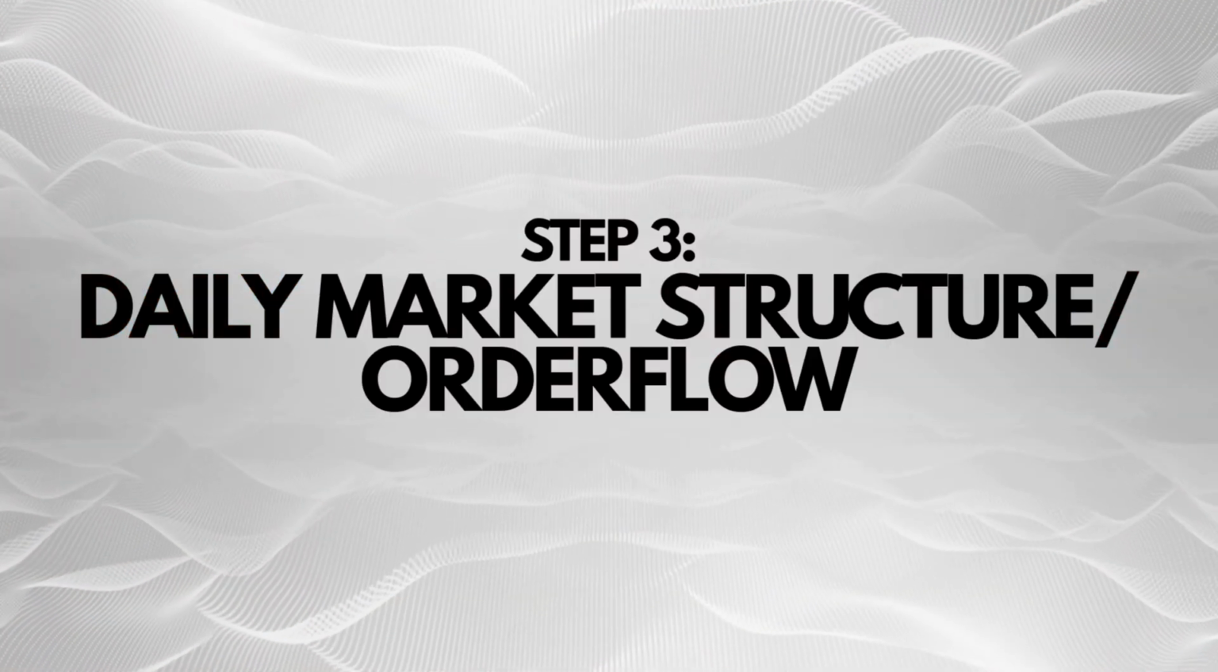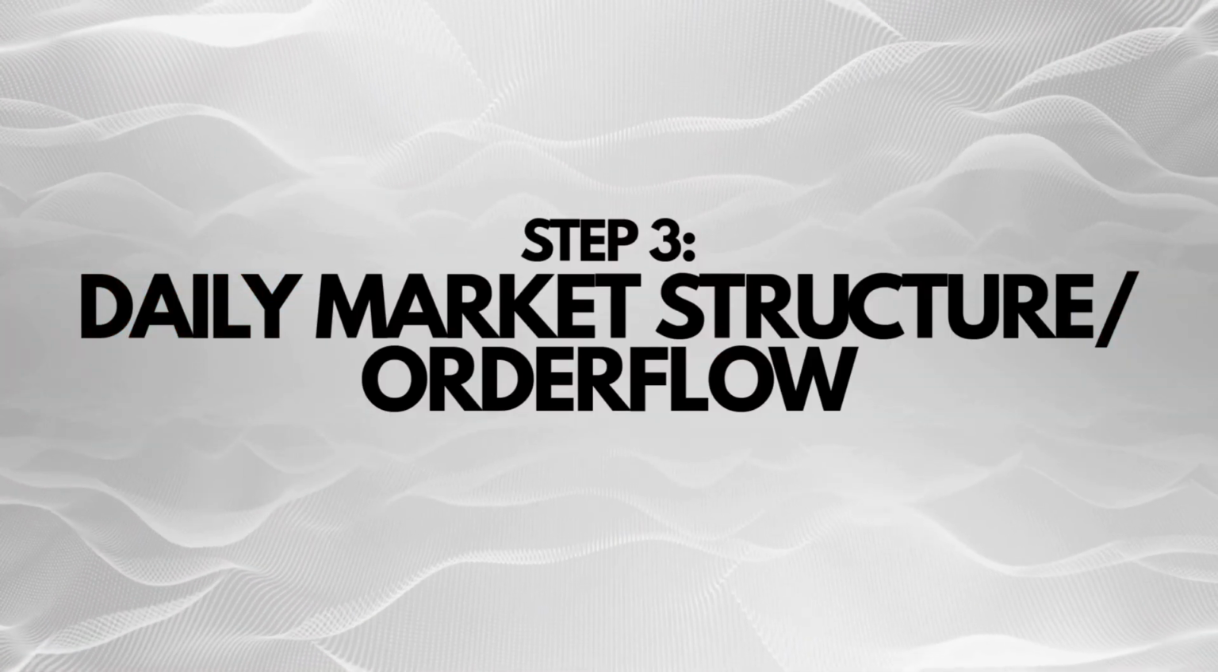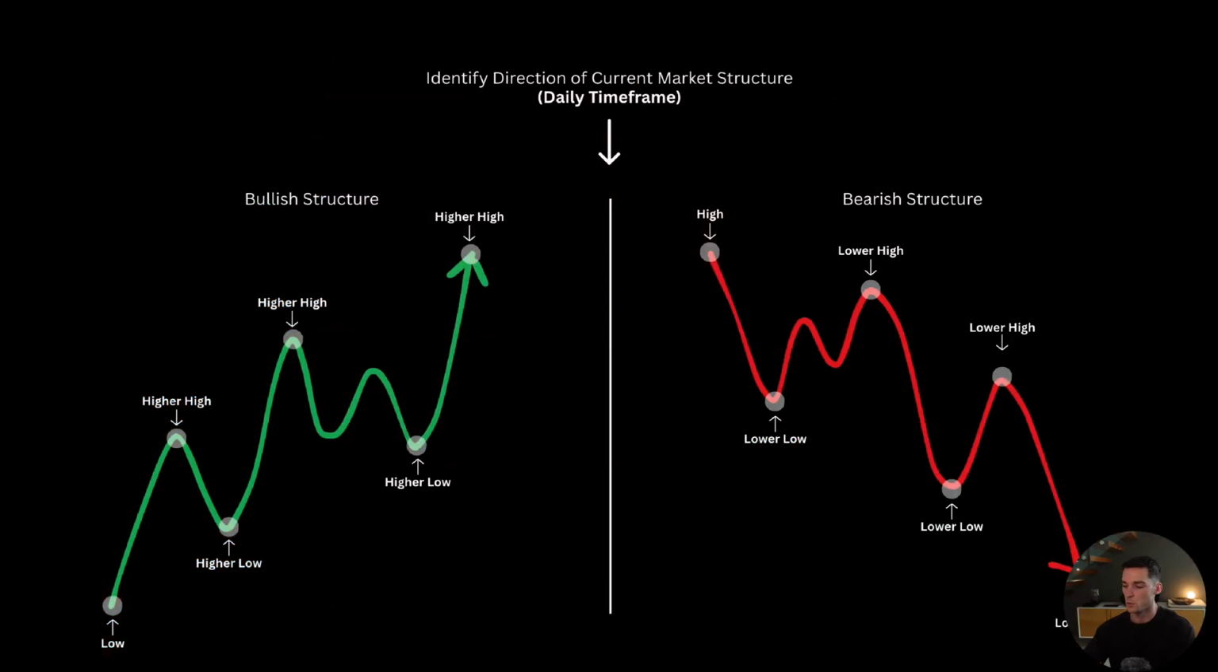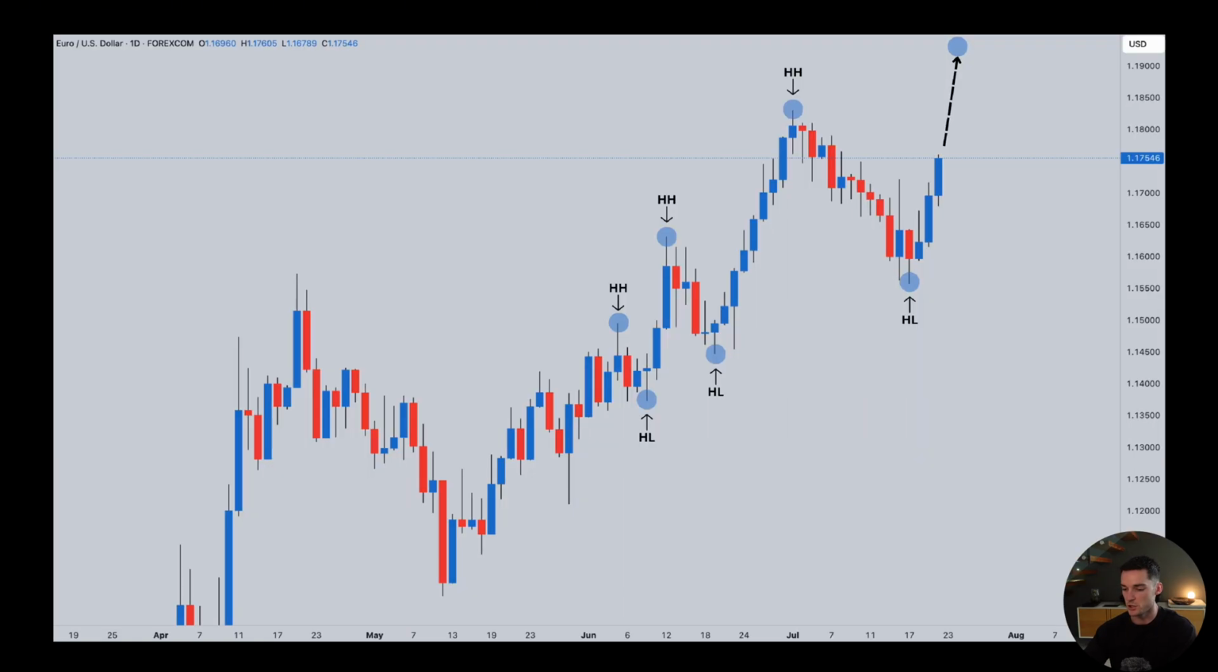Step 3, so you want to start getting into daily market structure and order flow. So in this step, you want to mark in your key structure points, such as your higher highs and higher lows if you are bullish, or your lower lows and lower highs if you are bearish, and any market structure shifts that have occurred as well. So looking at this chart here, very clear we have our higher high, higher low, higher high, higher low, and looking to make a new higher high.